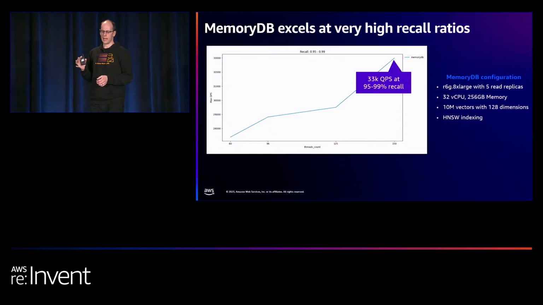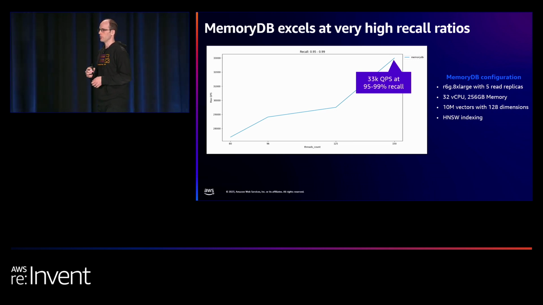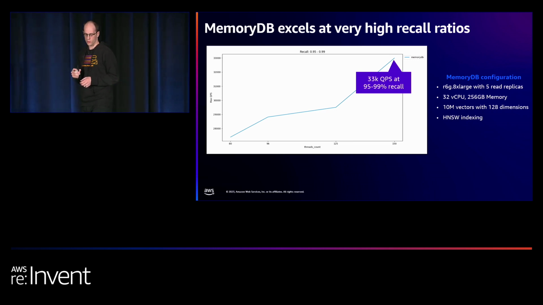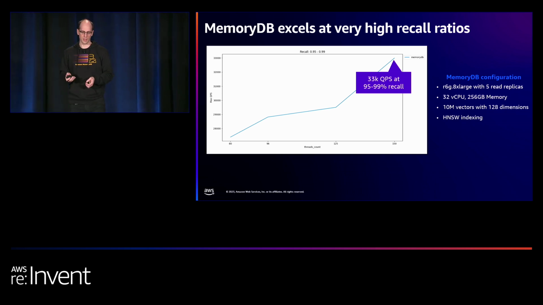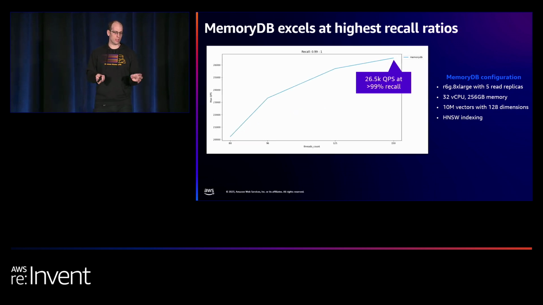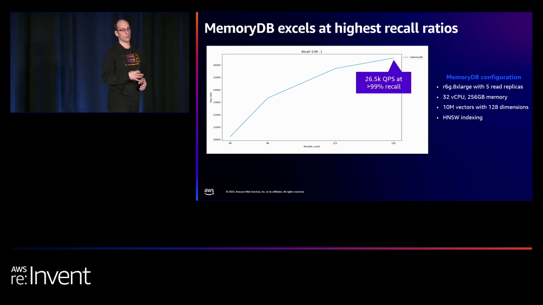So let's take a look at the performance numbers that Joe was alluding to earlier. For this benchmark, we use the BIGANN dataset with 10 million vectors and 128 dimensions each. At 95 to 99% recall, we can achieve 33,000 vector searches per second. And then we can decrease the level of recall to 90% and achieve over 26,000 requests per second.